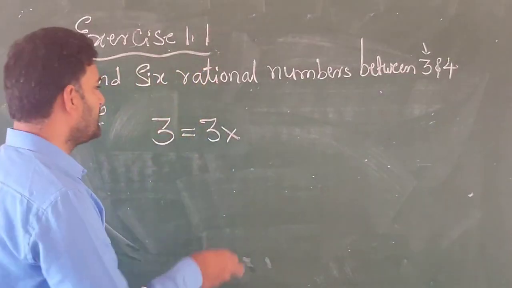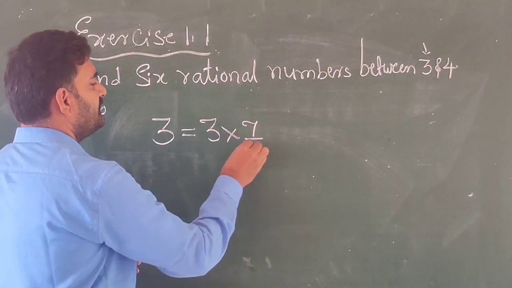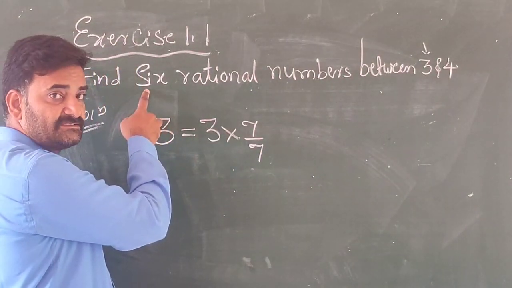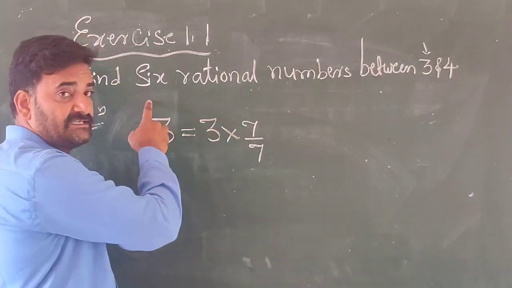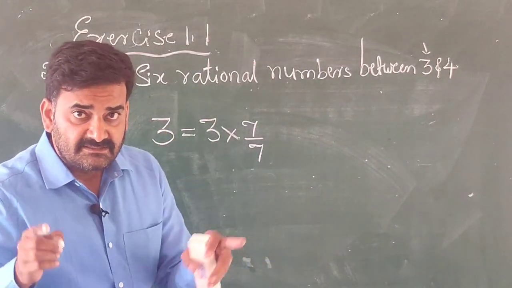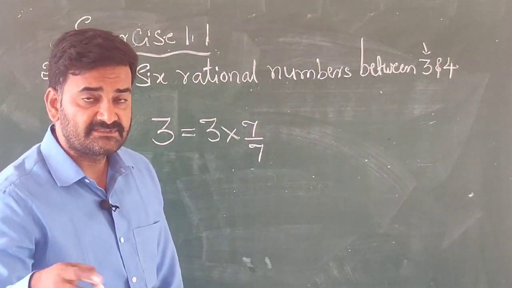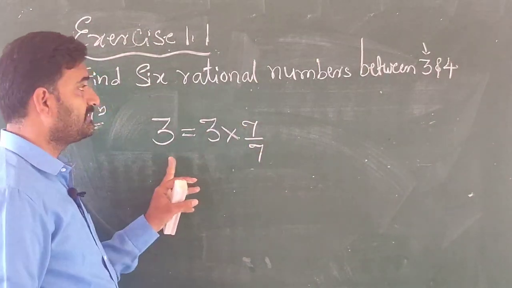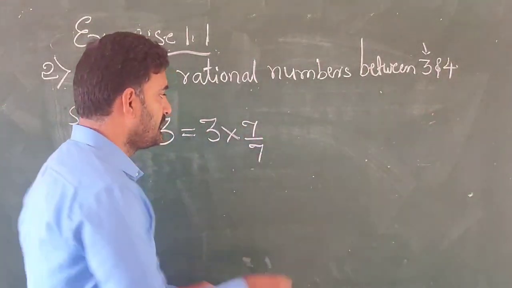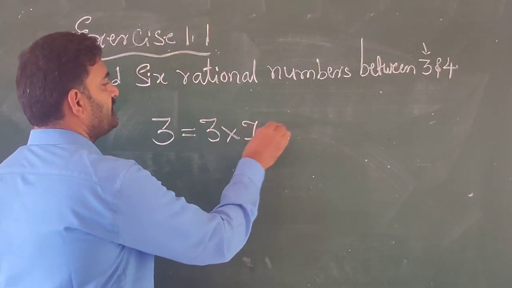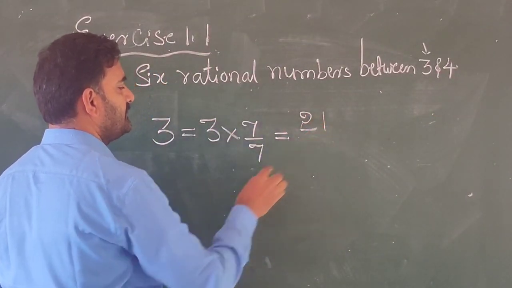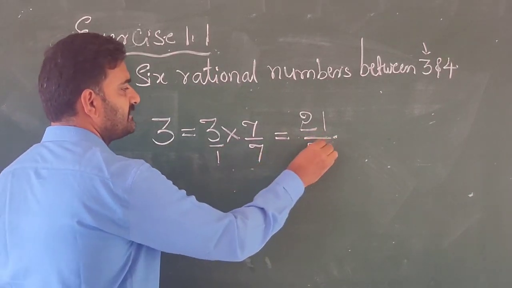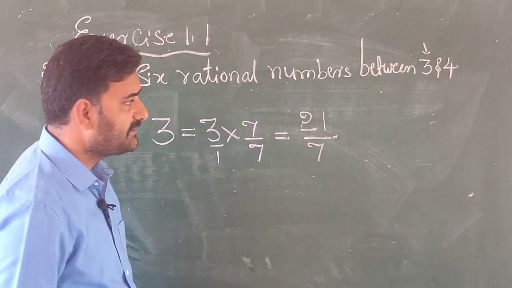After 6, which number? 7. Multiply and divide by one extra number. How many is he asking? 6. 6 means one number extra. After 6, which number? 7. You multiply and divide the first number by it. Now 3 sevens are 21. Here nothing means what? 1. 1 sevens are 7. Very simple.